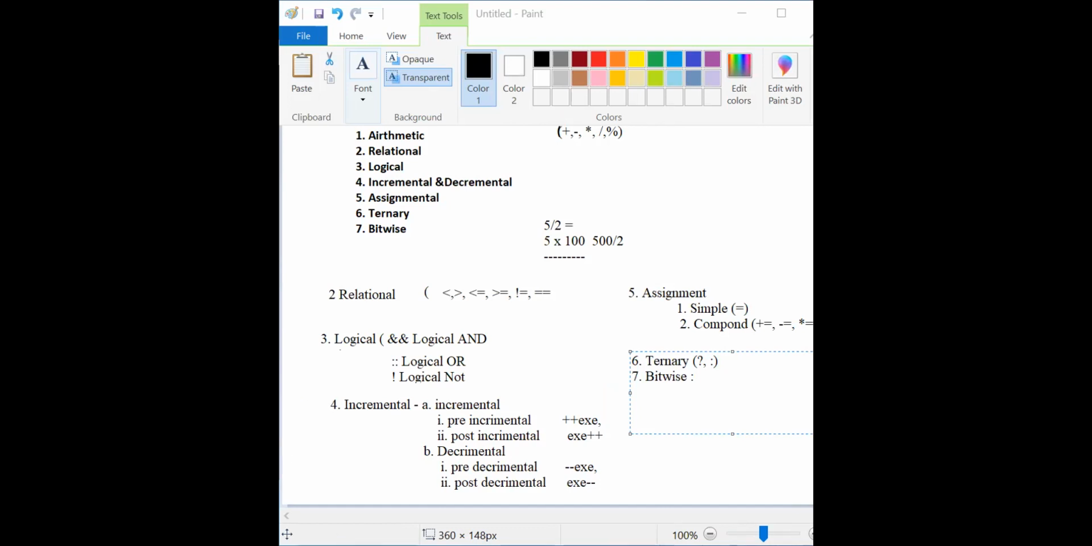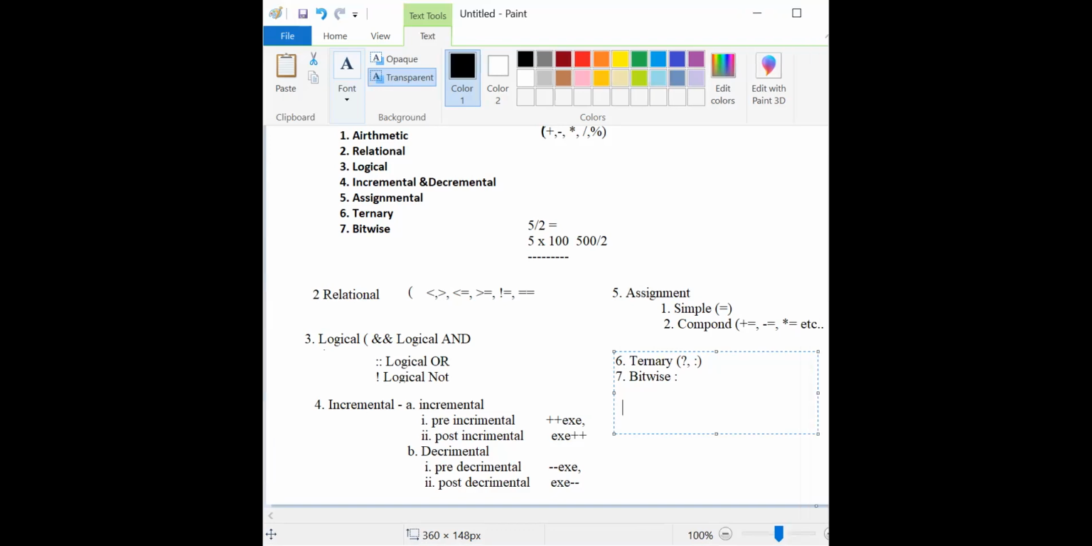What do you call the remaining operators? Binary operators, sir. Yes, binary operators. Why are you calling them binary operators? Those are all operations.